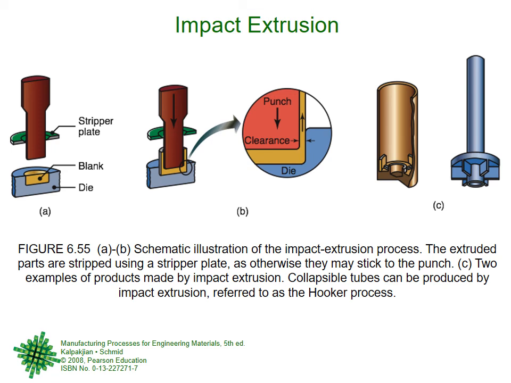So now you can read that a schematic illustration of the impact extrusion process. The extruded parts are stripped using a stripper plate later on, as otherwise they may stick to the punch. Two examples of products made by impact extrusion are there. The most common example is collapsible tubes, and your Pepsi cans and so on. Millions of them are made, but they are impact extrusion, right? There is the bottom die and there is the top die, which is the punch, and it comes with a hammer, boom, and a can is formed, and then second, and then third.